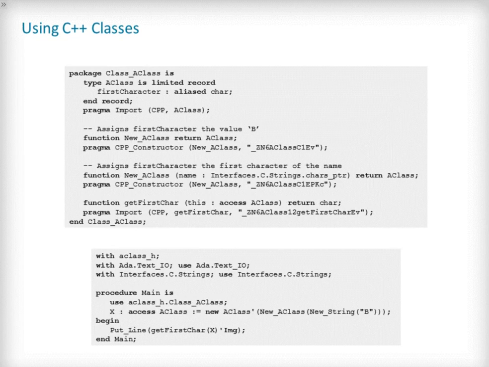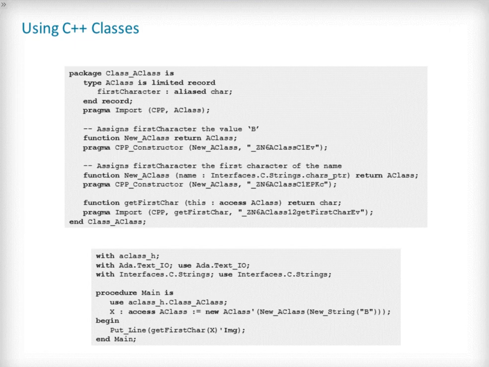The Ada package specification shown in this slide came from running G++ with the -fdump-ada-spec option using a particular C++ header file. The class has two constructors, a default one and one with a specific string pointer parameter. These have been represented by the new_A class subprograms imported using the C++ constructor pragma.